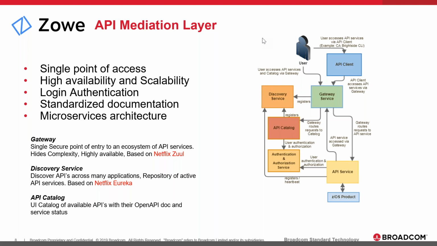And then you have the API catalog, which is exactly what the name suggests. It's a catalog of available APIs on the mainframe, and it gives you this standardized look using the Swagger component. Cartier, we can go to another slide.